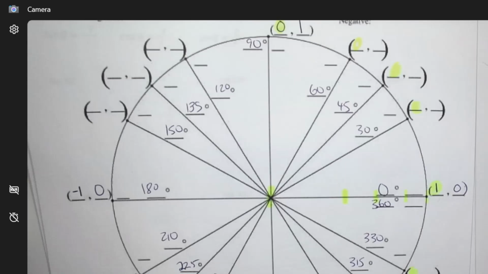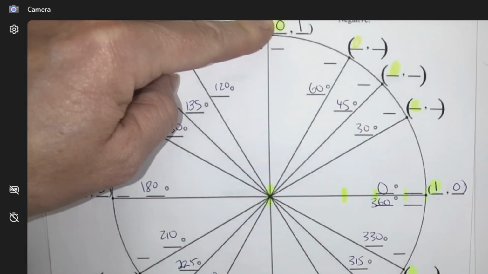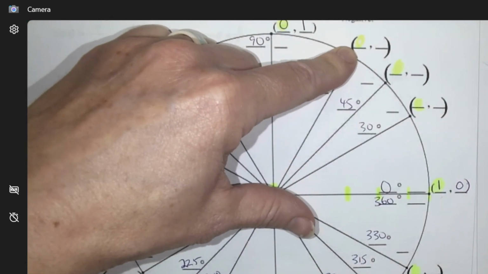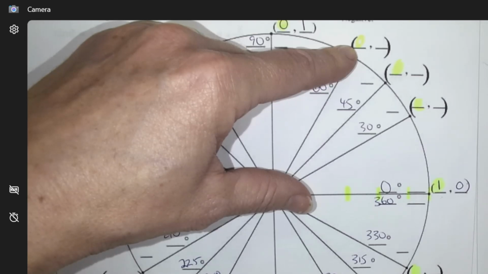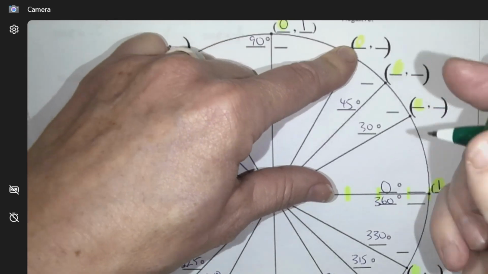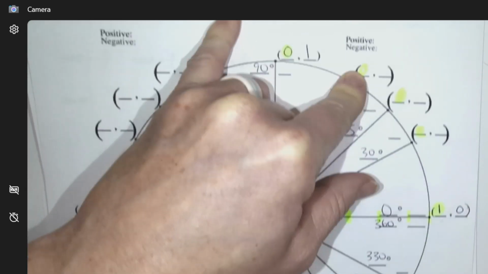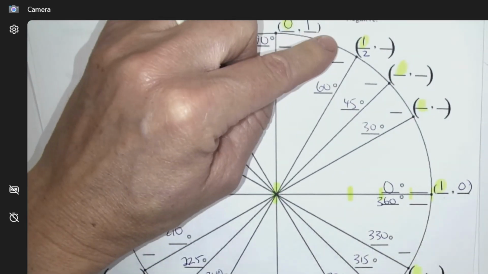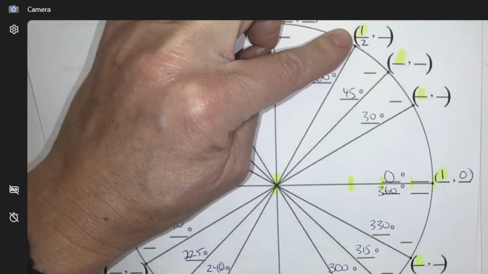Okay, here's my fingers. This x value is 0. If I shift to the next coordinates, I have to increase my x value. What's the next increase on the pattern? After 0? It's on the top of your page. What's after 0? 1/2. The x value, so make sure it's in the first spot of your coordinate, right?